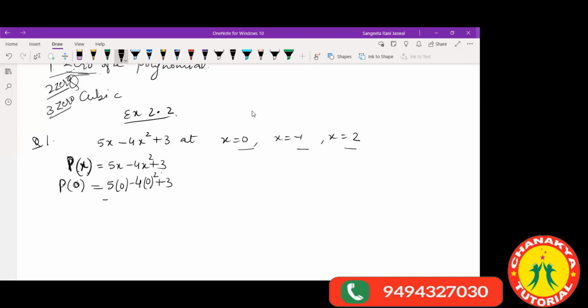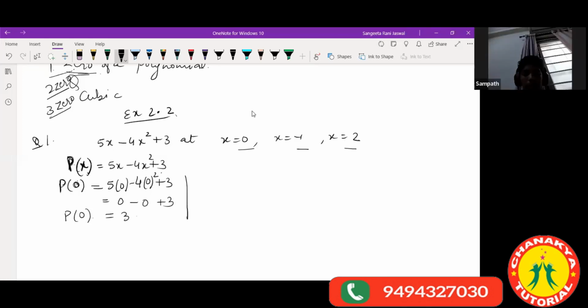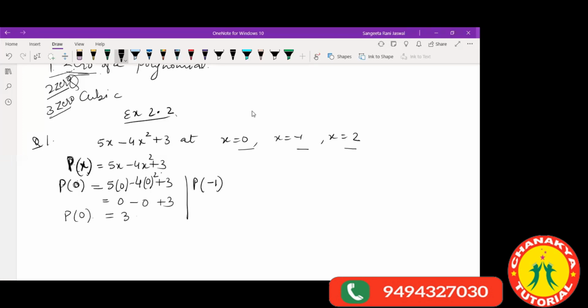So let's find this. 5 into 0 will become 0. This will become 0. So we have P of 0 is 3 here. That means when the value of x is 0, the polynomial becomes equal to 3. Understood this?